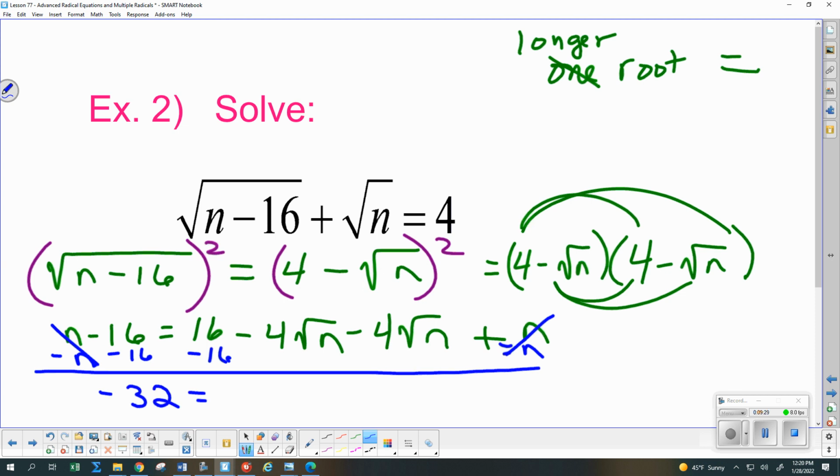And then my root n's are all on the same side, so I'm just going to put those together. Minus 4 of them, minus 4 more, is minus 8 root n. Everybody good with that?